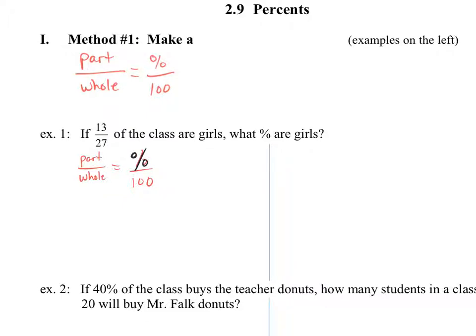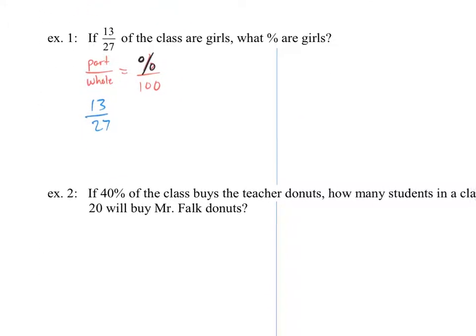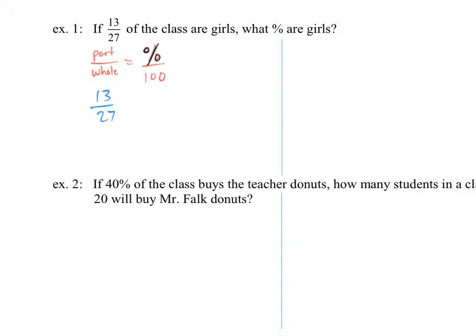And the 13/27 is the part divided by the whole. That 13 is the part of the class that's girls. 27 is the whole class. So that then is going to equal the percent divided by 100. For those, the percent is like the x, that's what we're trying to find.